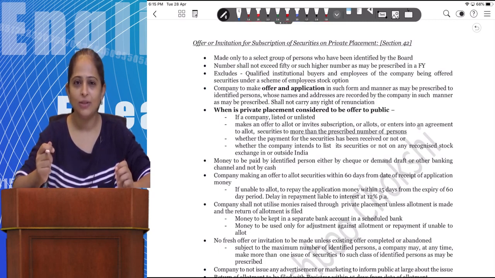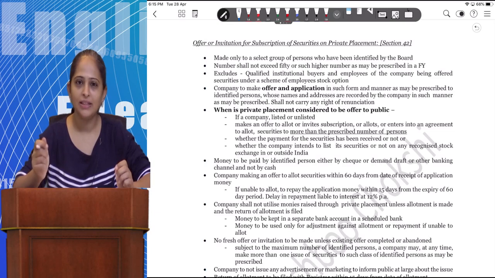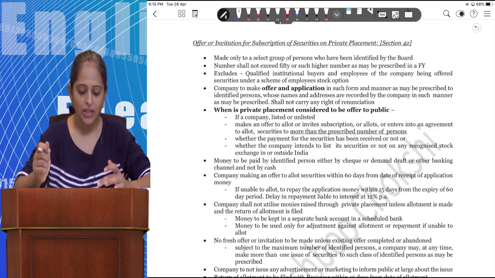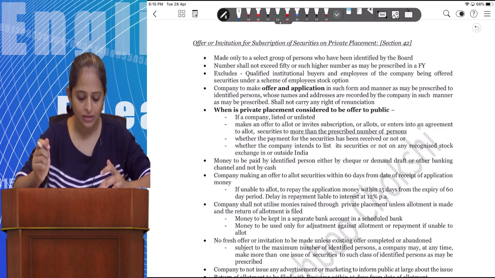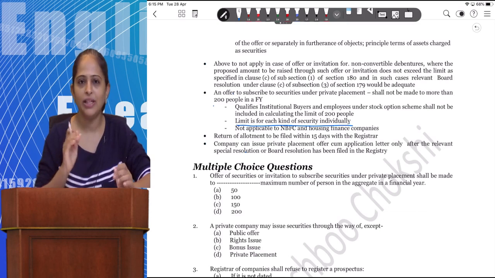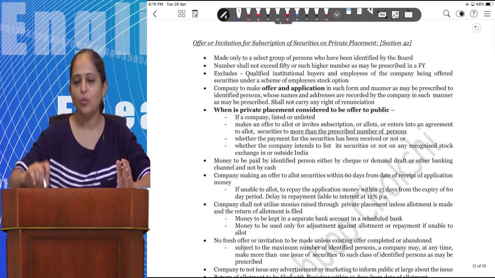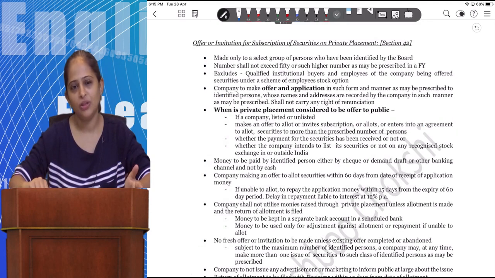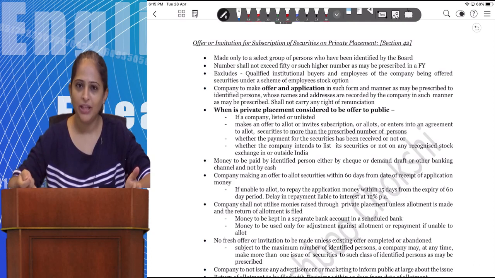The Companies Act sets out a limit of 50 people, or as may be prescribed by the rules. The rules prescribe a limit of 200 people to whom you can make an invitation to subscribe to the securities, and even then it would be called a private placement. It is important to note that the limit of 200 is for each kind of security individually and not the aggregate limit.